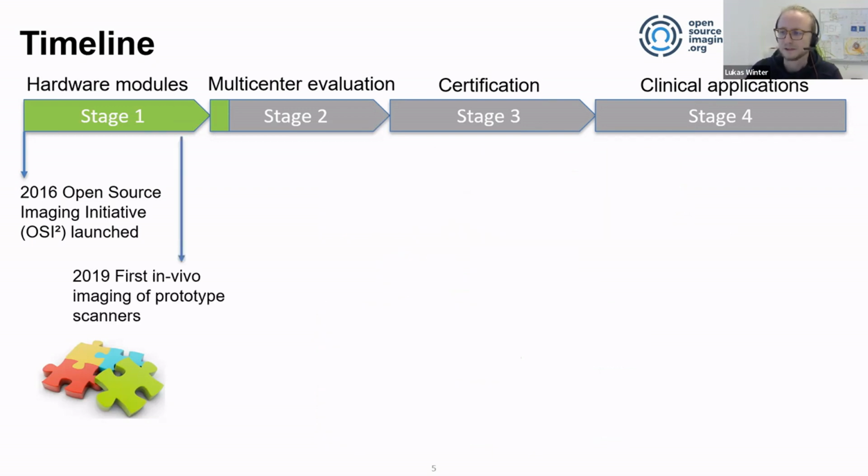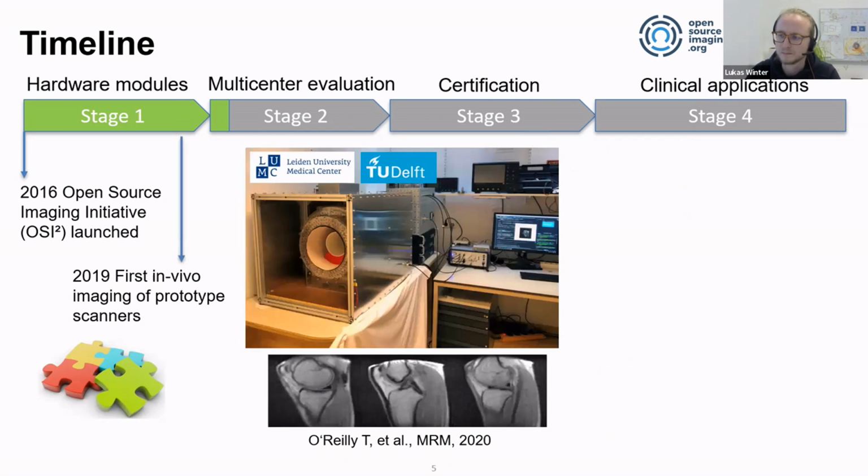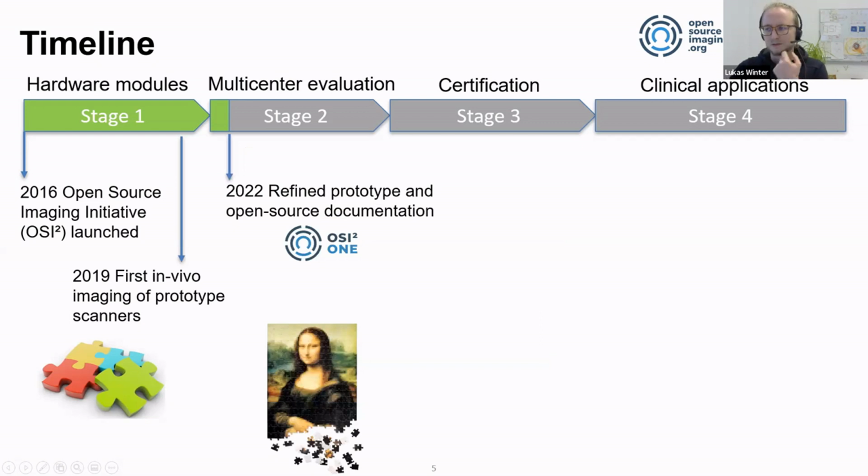Then a few years later, there were first in vivo images of prototype scanners in this low field system. This is very nice work from in particular Leiden University Medical Center, which is not completely based on open source components, but mostly, going in this direction, and a collaboration with TU Delft. There are some very nice first in vivo images, which I will come to later. And where we are today is we have some more refined prototypes, where we are preparing the open source documentation for them, which we call OSI².